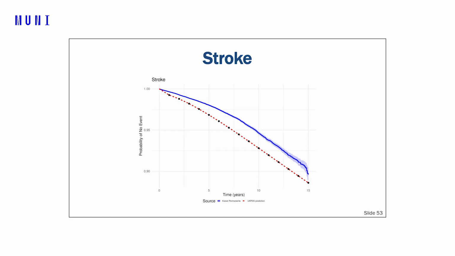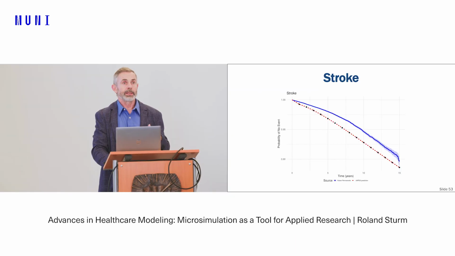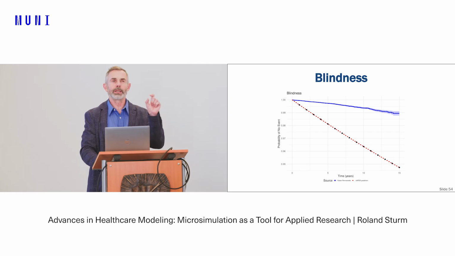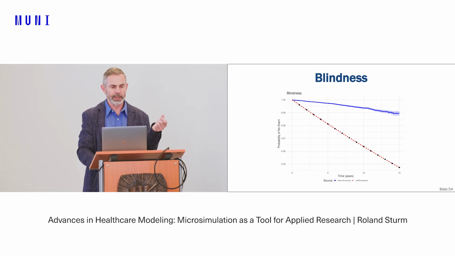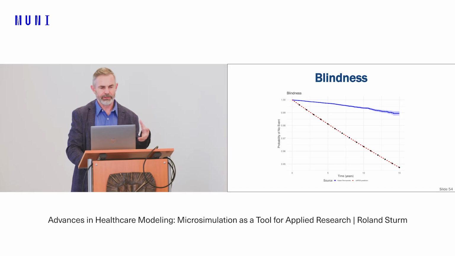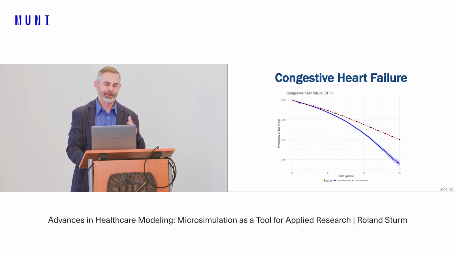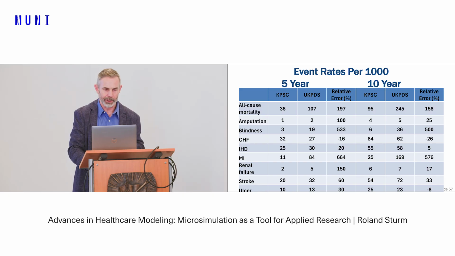There are some conditions where actually the UKPDS still works reasonably well, for stroke. There are some situations where UKPDS looks like it's not working very well, but it's only because it's such a rare event. Is it such a rare event? 5%, it's not such a rare event for amputation, so we can go on for a long time.